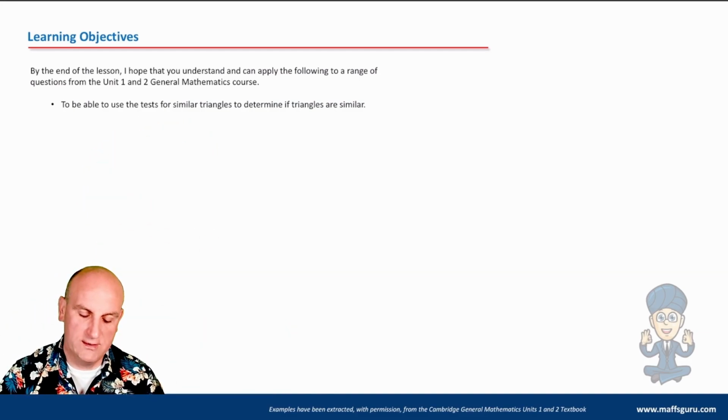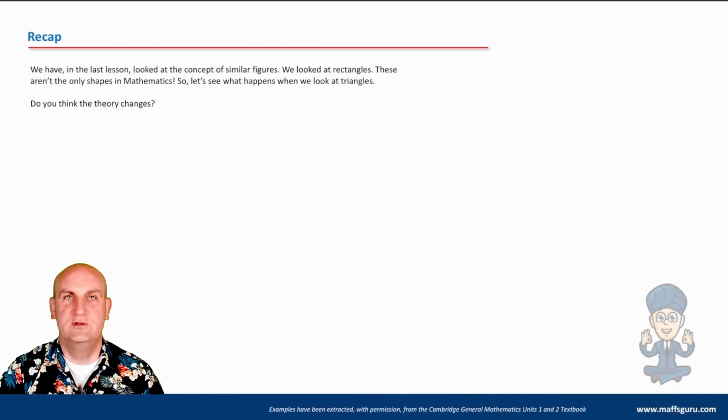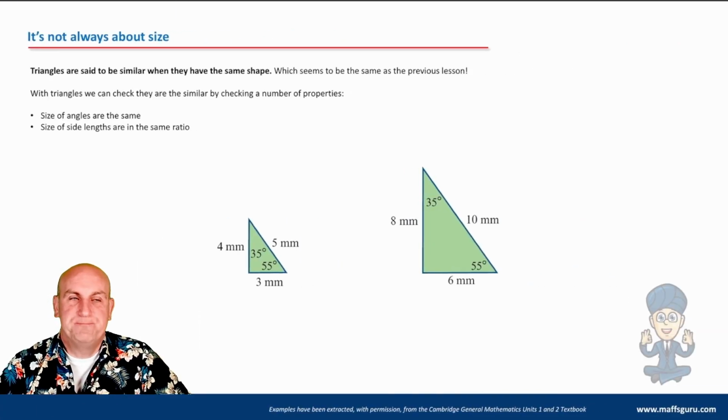I'm not going to tell you what we're doing because I've just pretty much said that. But we're going to look at similar triangles, and I just told you what we're going to do. I'm going to stop doing that. Now, in the last lesson, we've looked at similar figures, we've looked at similar solids, and basically now we're going to look at triangles. So do you think the theory changes? Well, a little bit, yes.